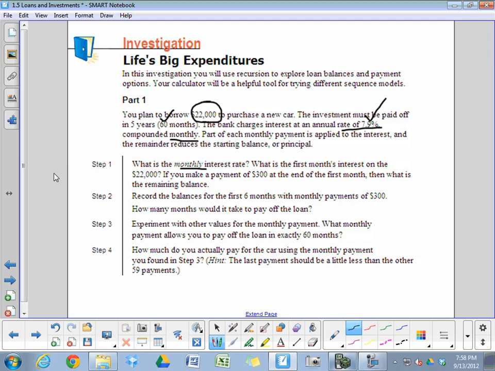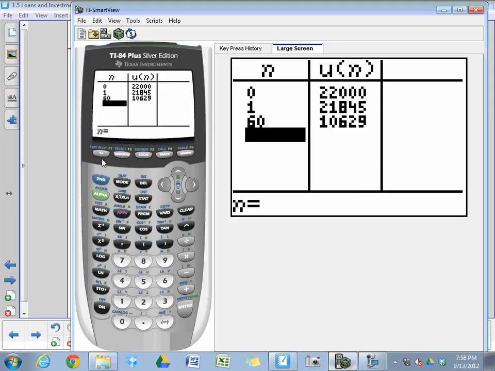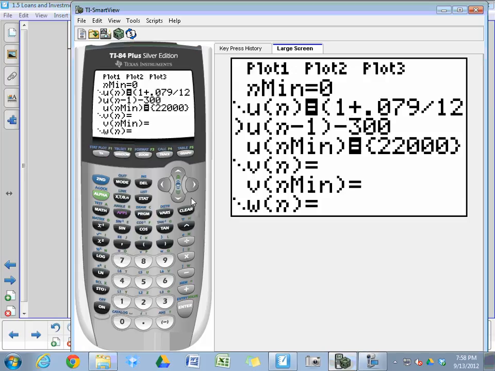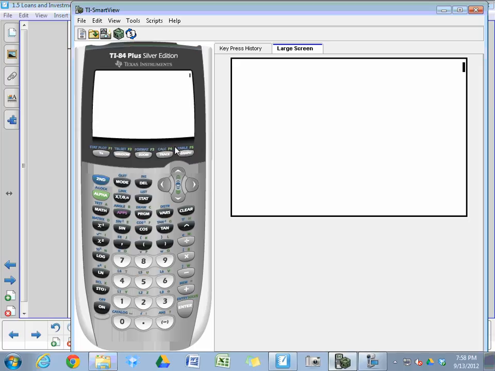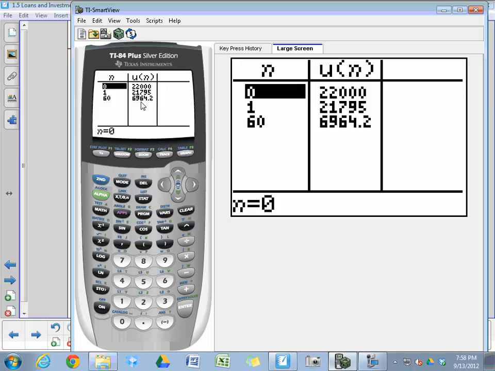So as this investigation proceeds, you're going to see what payment will pay off the loan in 60 months. To determine that, what I want you to do is go back to y equals and play around with the number that you see here, this 300. Let's increase that. What if the payment was 350? Enter. Now go back to second table. Is it paid off yet? Nope, it's at 69.64. Still a balance on the loan.